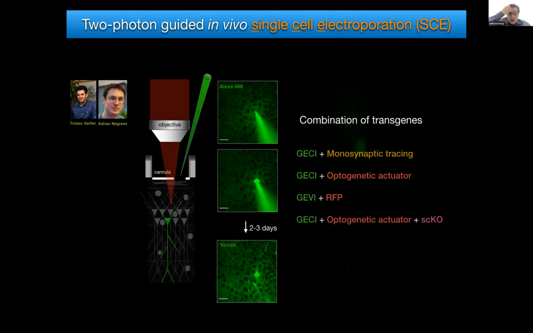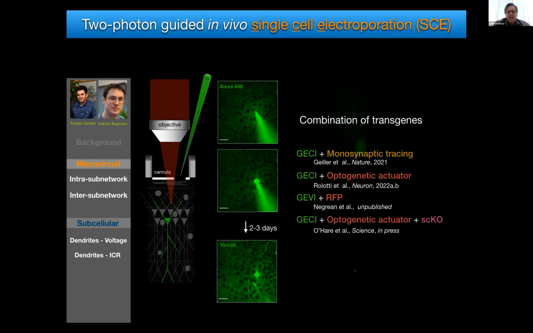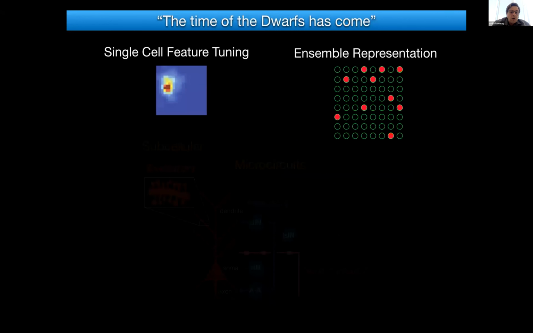I will next show you how we recently used some of these combinatorial approaches to start to investigate microcircuit and subcellular substrates of memory. So I could say that the age of the dwarf has come, at least to my lab.